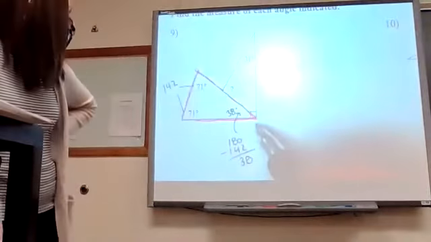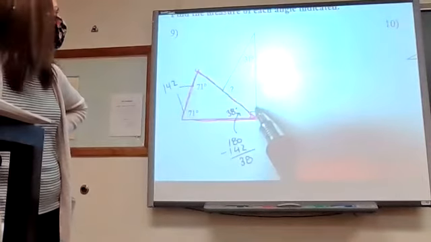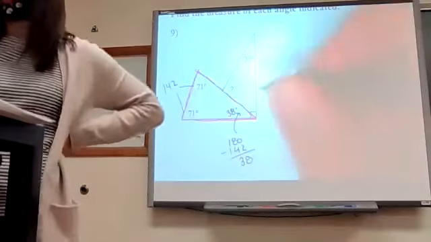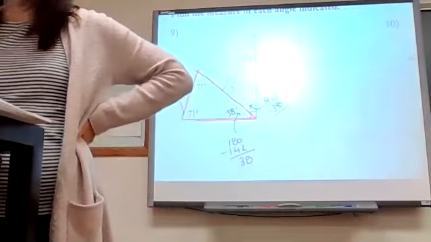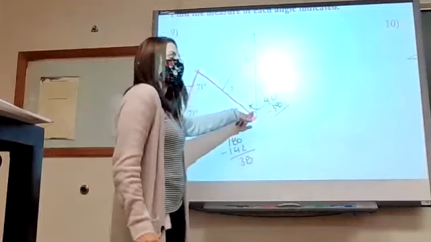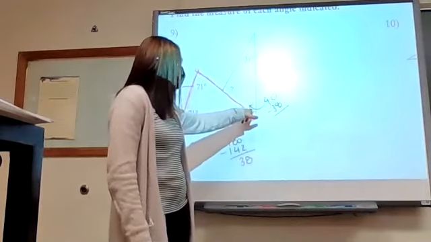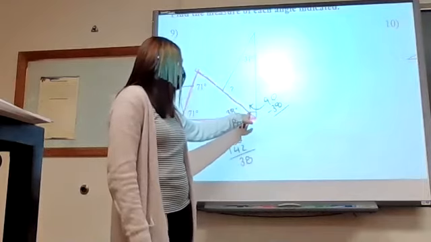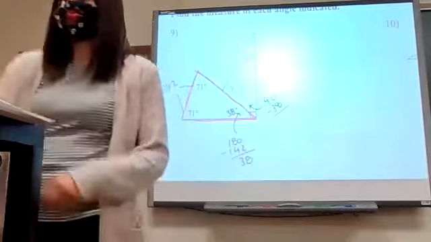The reason that it's marked 90 is so that I know if this little bit is 38, then this remaining angle here has to be from the 90 degrees. If I subtract 38, how many degrees is this angle here going to be? If this is 38 and the whole thing's 90, this has to be 52 degrees.